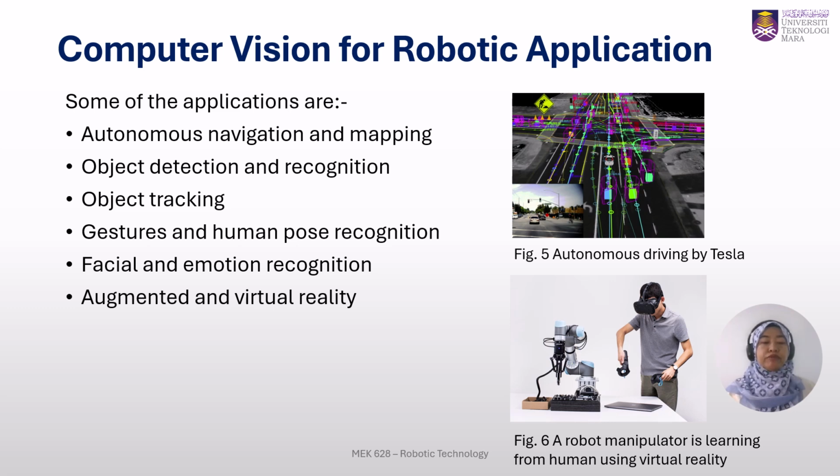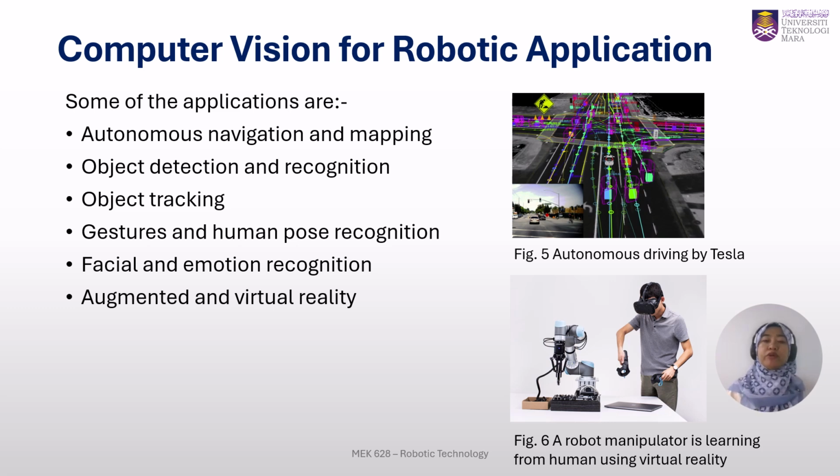Now we move to the next subtopic, which is the contribution to robotic applications. Why do robots need vision? Some of the applications that need vision are autonomous navigation and mapping, where you need to detect obstacles and detect landmarks from the view of the robot, or maybe in object detection and recognition.